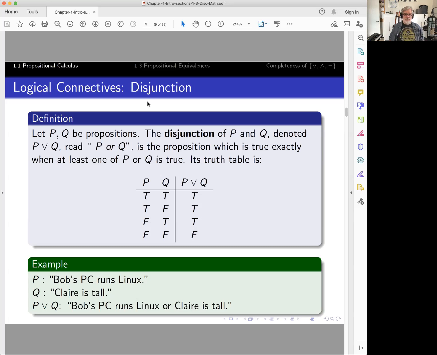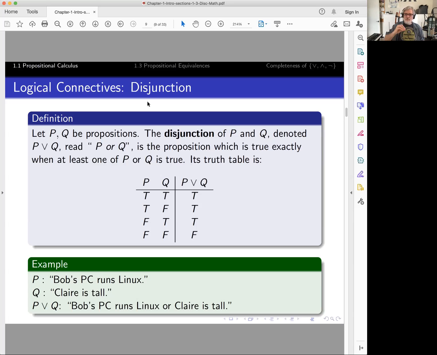So P or Q, this is the proposition which is true when at least one of P or Q is true. So now here we are starting to get into a more dangerous zone. If you start thinking in terms of natural language, the or in natural language more often than not is not this disjunction, but rather the exclusive or.